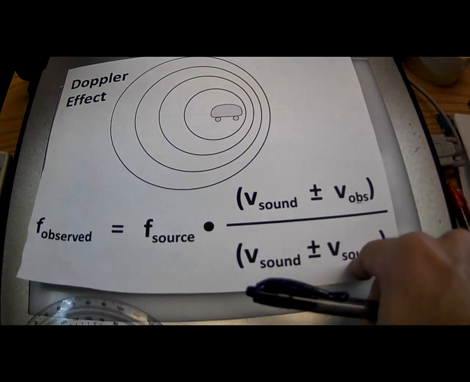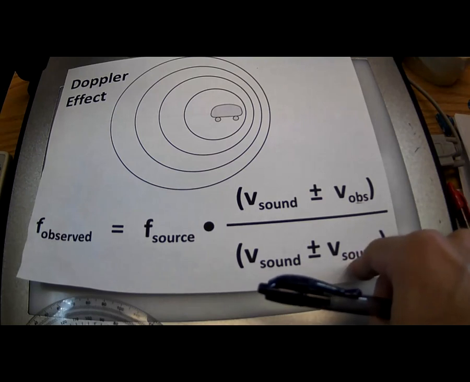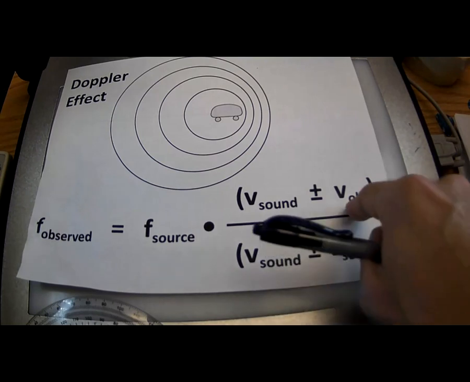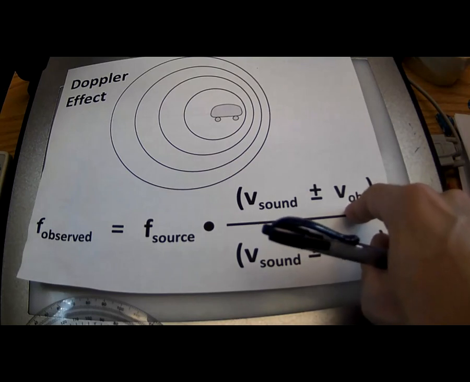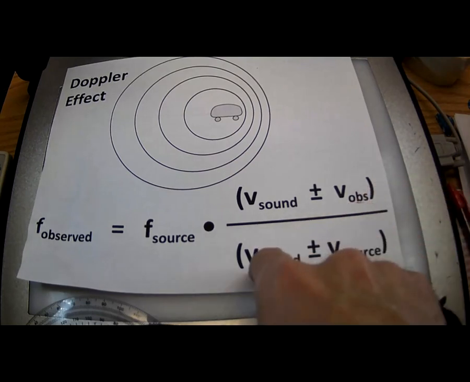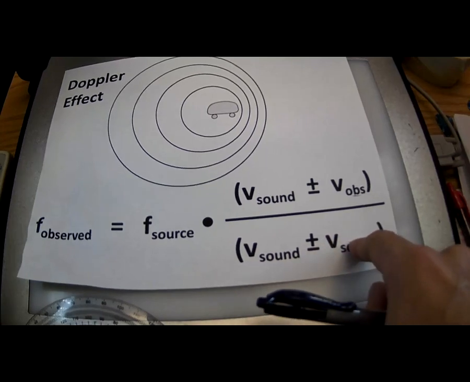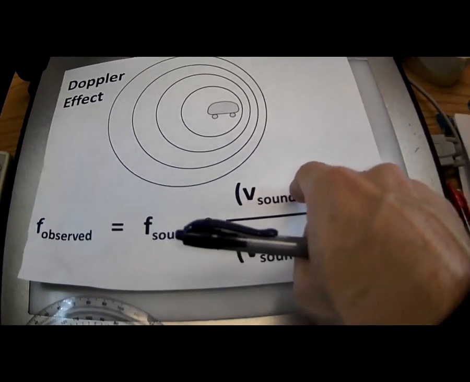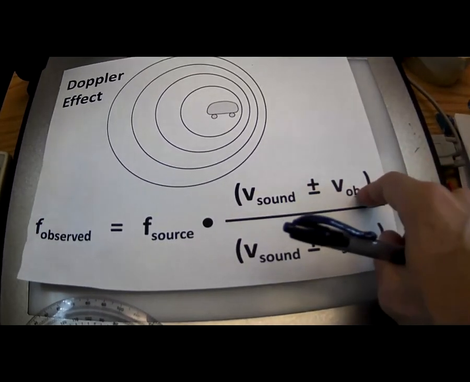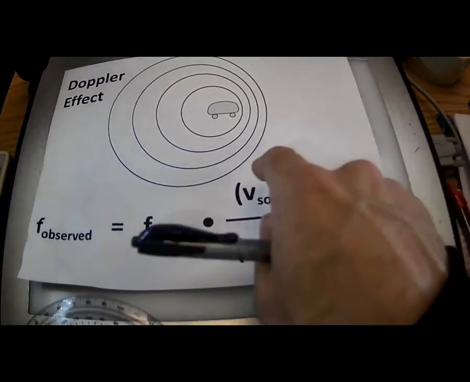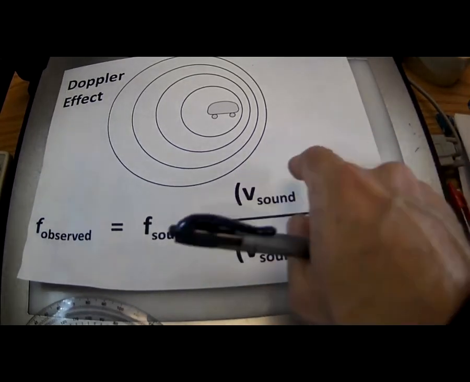That would be the speed of the car, because the car is the source of the sound, right? But the observer would also be along for the ride. So you might be doing speed of sound minus 25 meters per second here, but then you'd be doing speed of sound minus 25 meters per second up here. And the net effect is that this whole ratio would just be equal to 1.